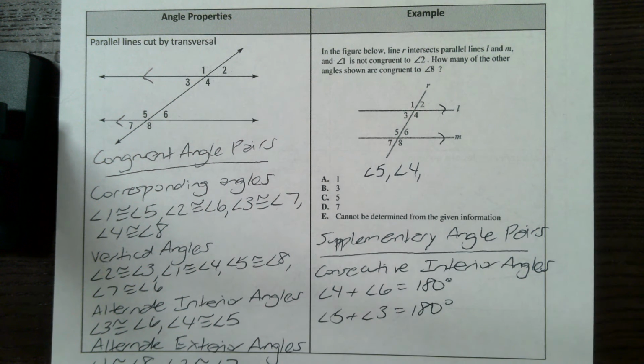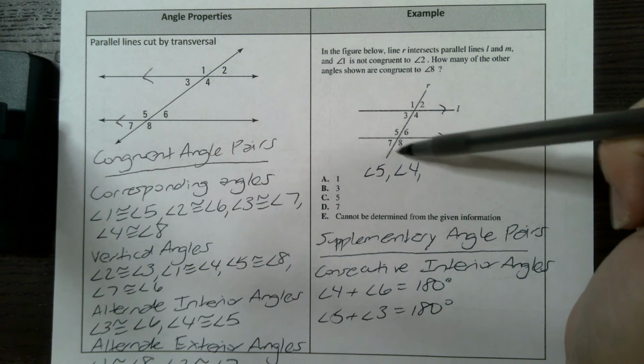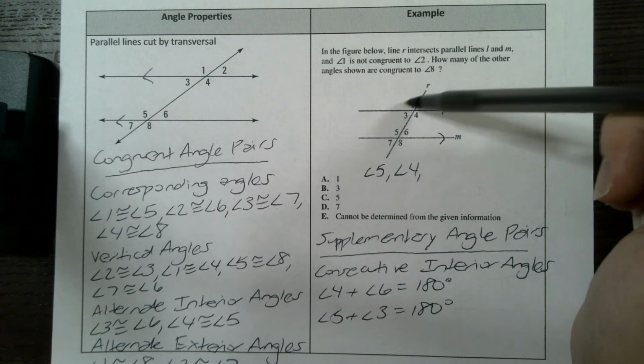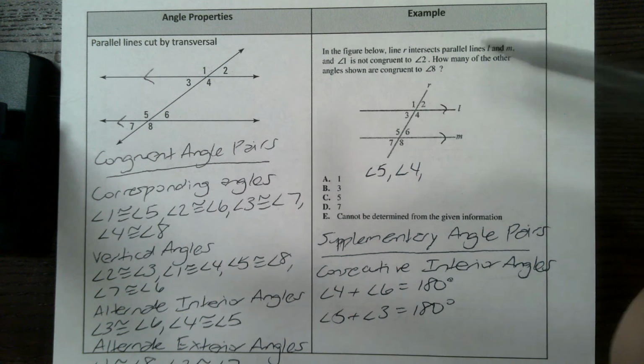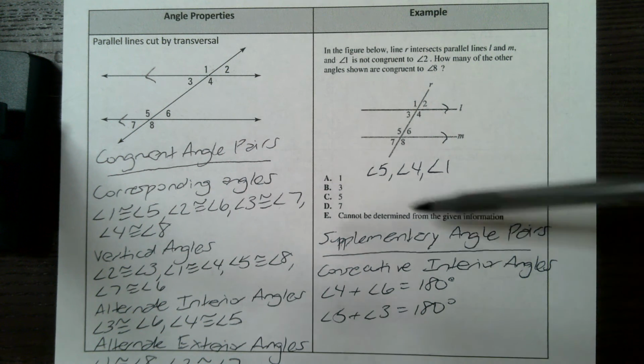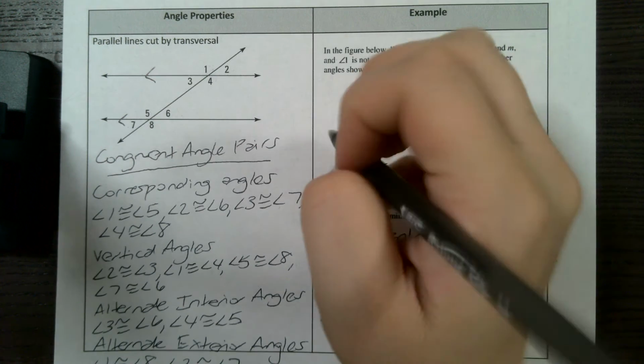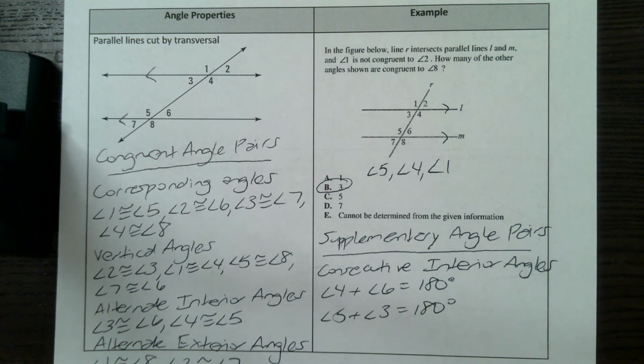And then finally, let's check for our alternate exterior angles. Angle 8 and angle 1 here are going to be alternate exterior. So angle 1. Those are all the ones that I see that are going to be congruent to my angle 8 here. So I'm going to say B, 3.